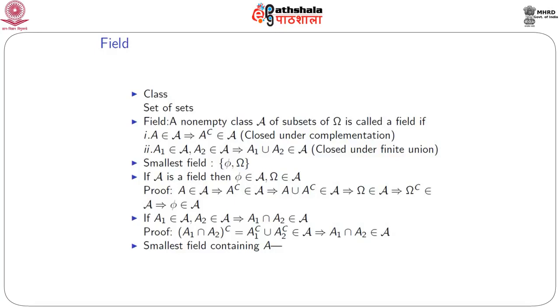We have the smallest field, omega and phi. Now, we want to find the smallest field containing a set A. What should be the smallest field? We have already proved that phi and omega will be two indispensable sets belonging to this class. So, sigma A, the smallest field containing A, consists of 4 elements: phi, A, A complement and omega.